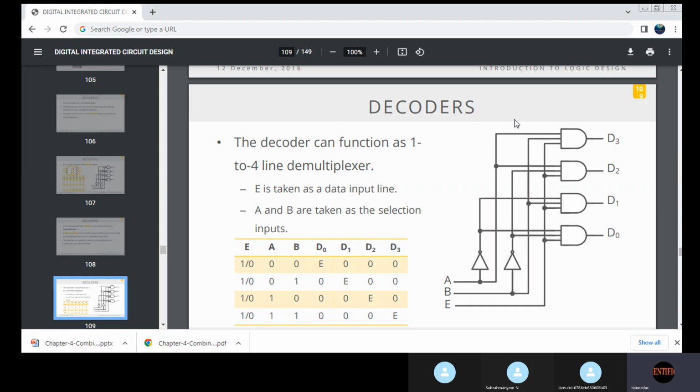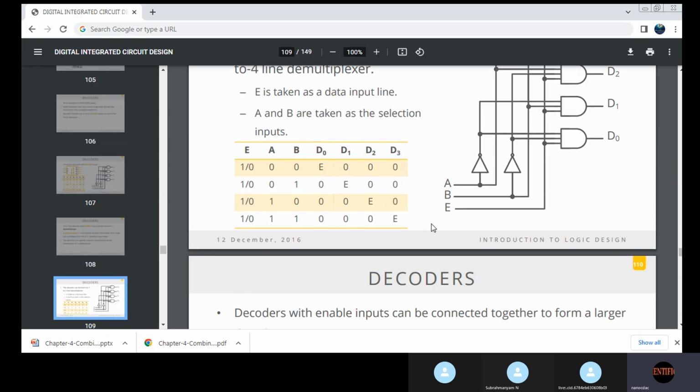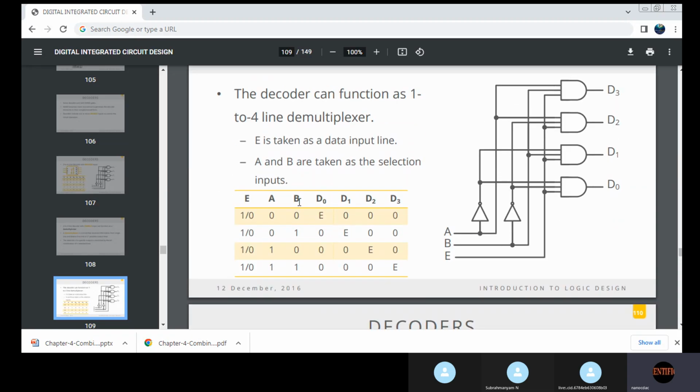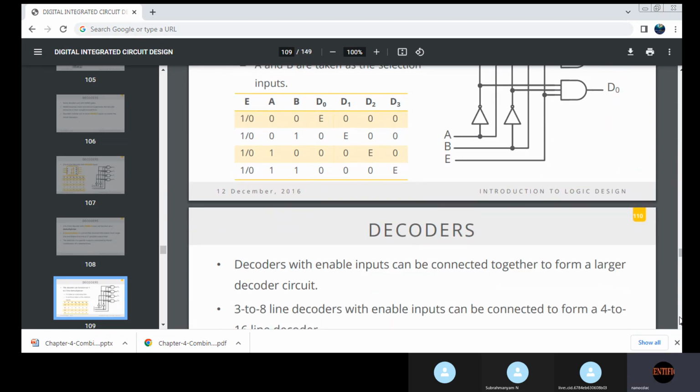So these are the decoders. This is a 1x4 line DEMUX. Decoders can also be used as demultiplexers. చూడండి ఇక్కడ we have D3, D2, D1, D0 DEMUX outputs అనుకోండి. So A and B we can take as select lines. Whenever enable is equal to 1, here we are getting the decoded outputs or demultiplexed outputs.